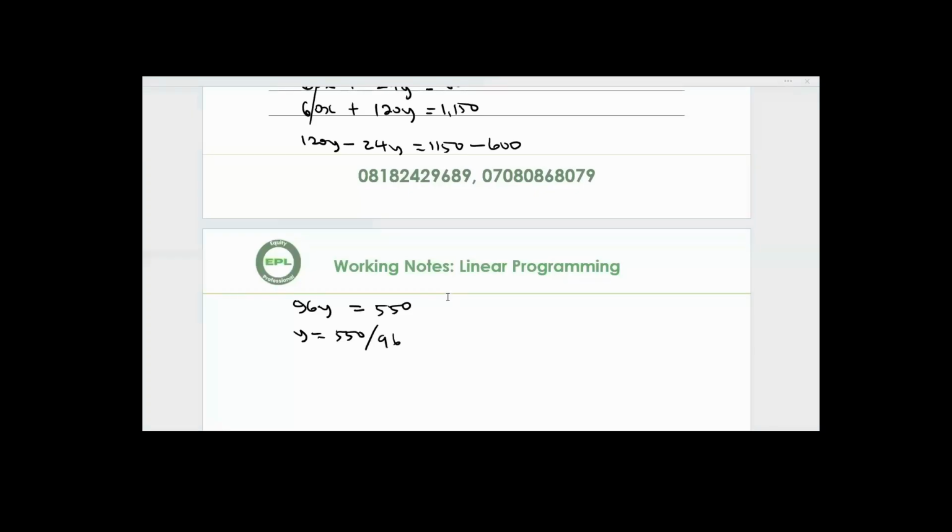1150, sorry, 550 divided by 96. 5.73. So y equal to 5.73. Okay? I would then say substitute for y in any of the equations. Let's say equation number 1. Whichever one you use is the same thing you will get. All right? Which means that anywhere you see y, you put 5.73.